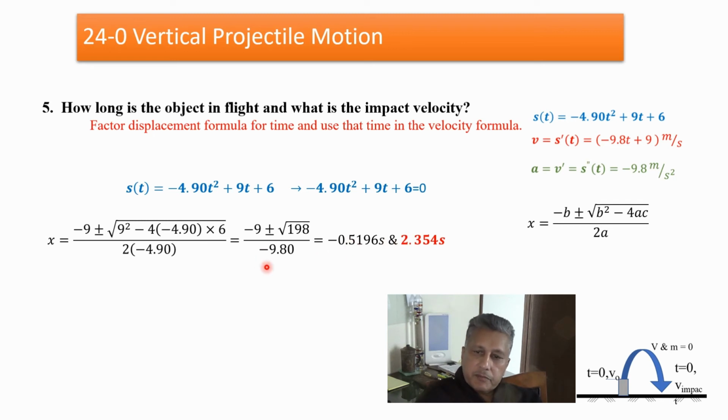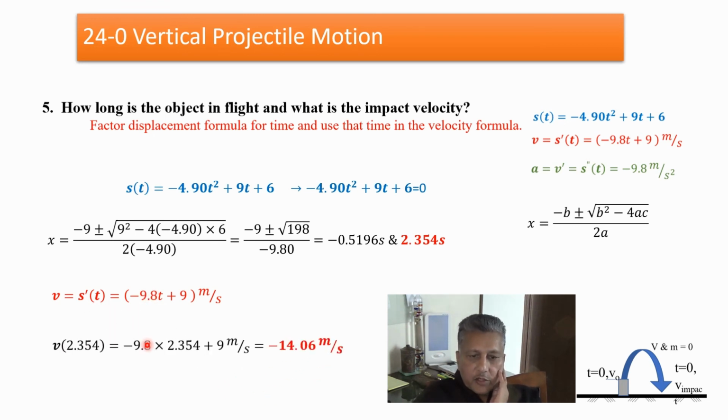We know that from this point all the way down here, 2.354 seconds. I'm going to do the second part. What is the impact velocity? I'm going to use the velocity equation with this time and get the impact velocity. So it's again a function. I'm going to substitute 2.354 seconds right there and right there and come up with the impact velocity. And that's what I've done right in there. And you have minus 14.06 meters per second, which is your impact velocity.